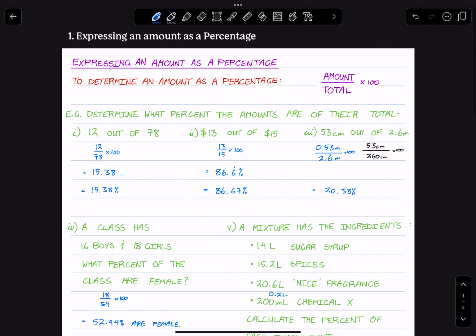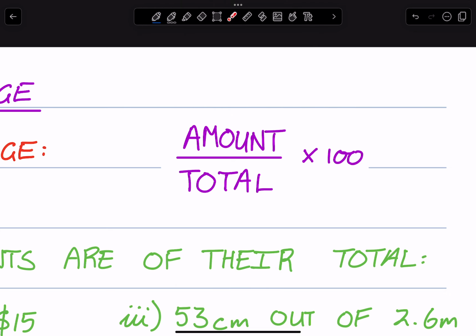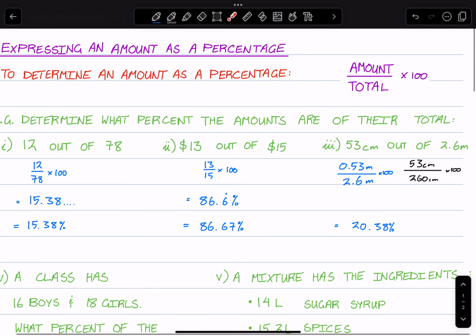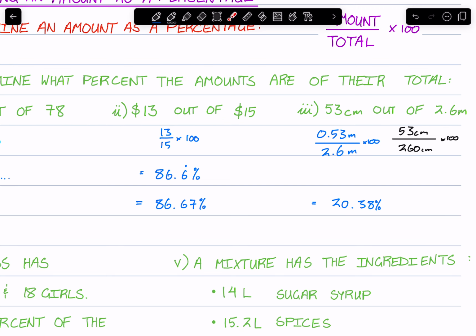So I hope that gave you an insight into how we calculate amounts and express them as a percentage of the total. So remember, it is the amount we are calculating divided by the total that we are comparing it against, multiplied by 100, and we should keep an eye out for when the unit of measurement is different, and we'd have to convert them so that they are the same unit of measurement.